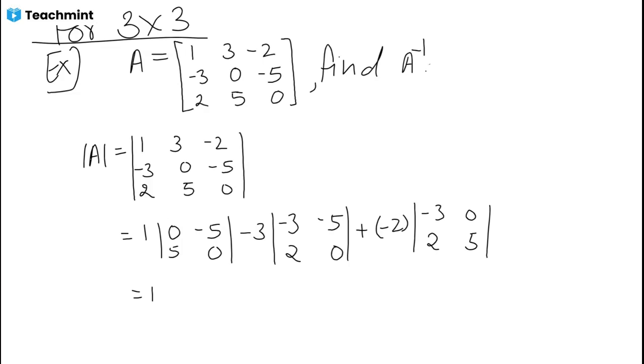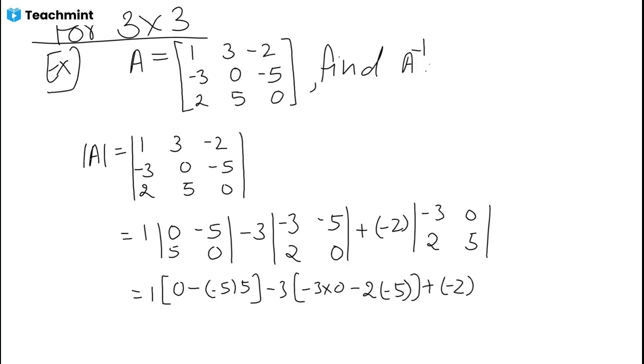Now let us simplify. We have 1 and just multiply 0 into 0, so we have 0, and we have the minus sign already, and minus 3 into 5. Minus 3 in bracket: minus 3 into 0, and minus 2 into minus 5. Plus minus 2, and in bracket: minus 3 into 5, minus 2 into 0.